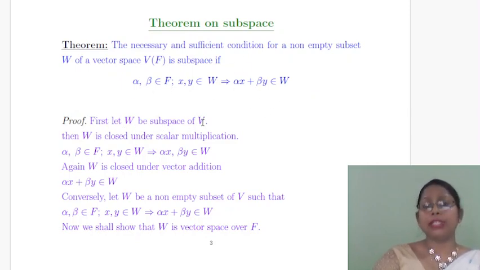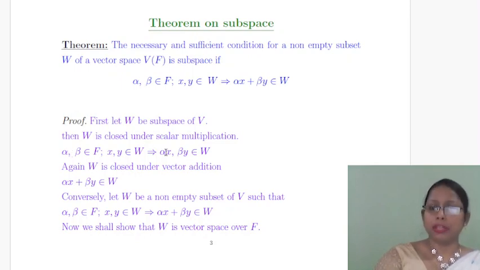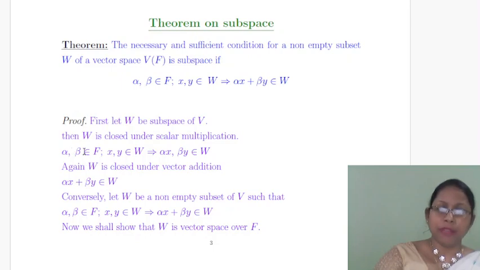As W is a subspace of V, W is closed under scalar multiplication. Alpha, beta belong to F, x, y belong to W, so alpha x, beta y belong to W. Again, W is closed under vector addition, so alpha x plus beta y belongs to W. So if W is a subspace of vector space V, then we have shown that alpha, beta belong to F, x, y belong to W implies alpha x plus beta y belongs to W. That is my first part, the proof. Next is the only if portion. This is the if portion, this is the only if portion.